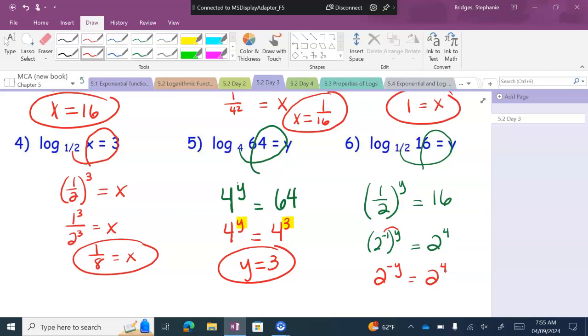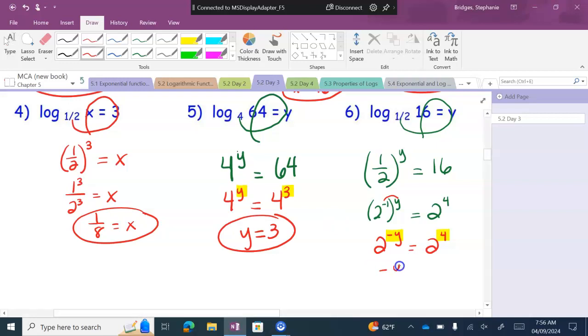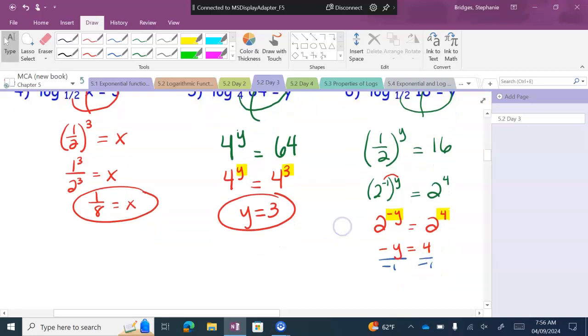I have both sides with the same base, so now I can drop the bases and set my exponents equal and solve for the variable. So I get -y equals 4, which means I then have to divide by -1, and so y is going to equal -4.